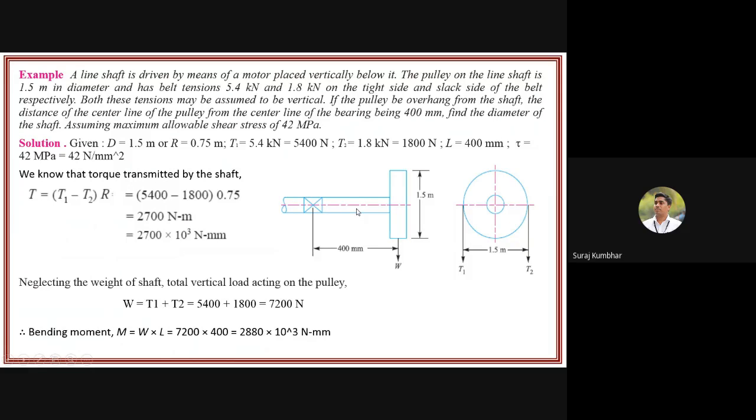Now we will go ahead. Our main intention is to find the diameter of the shaft. All the inputs have been given, and accordingly you need to find the diameter, because finding the diameter is the most important thing in the case of a shaft.